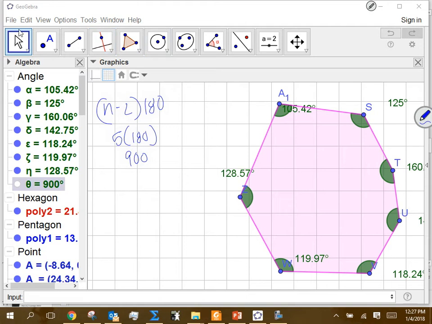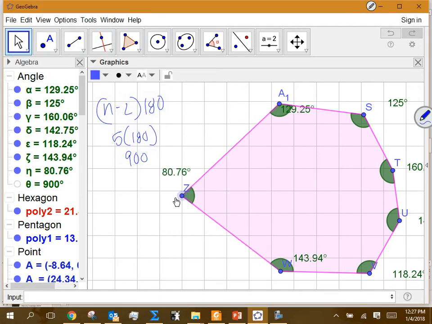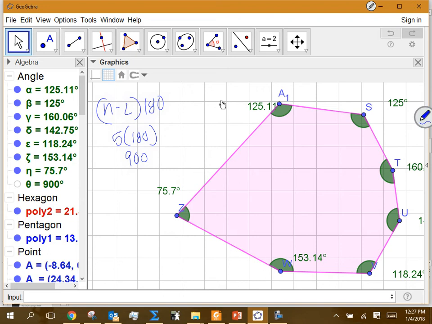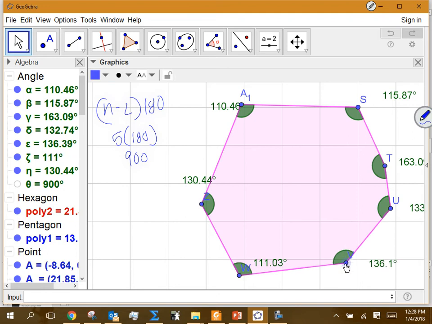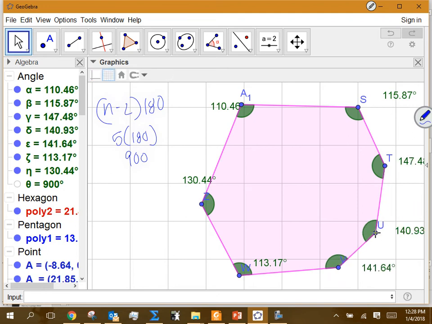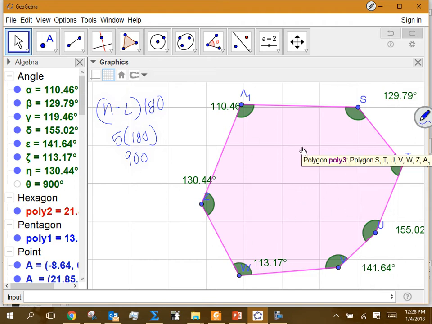Okay. Now, as you see, when I start moving things around, as long as I keep this convex, and even if I make it concave, we still get the same relationship. But do we see that 900 ever changing from 900? No, it's always going to be 900 because it's always a heptagon, right? Or septagon, whatever you want to call it. A 7-sided figure. Okay.